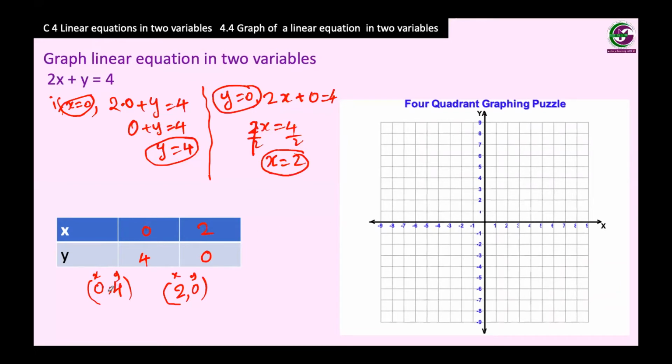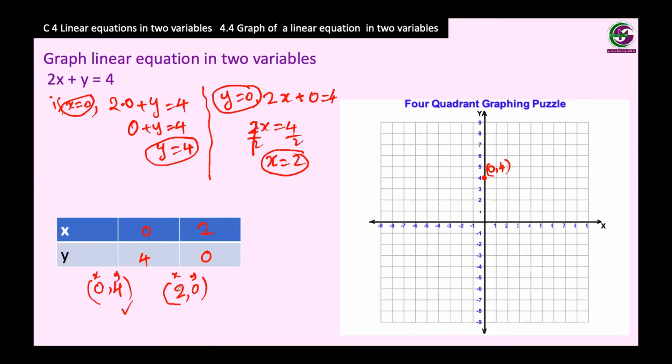So we mark the point 0, 4. Be careful how to mark 0, 4. On the x-axis, go to 0. Then move up to reach 4 because it is positive. So we mark a point here. This is 0, 4. We are done with this one.